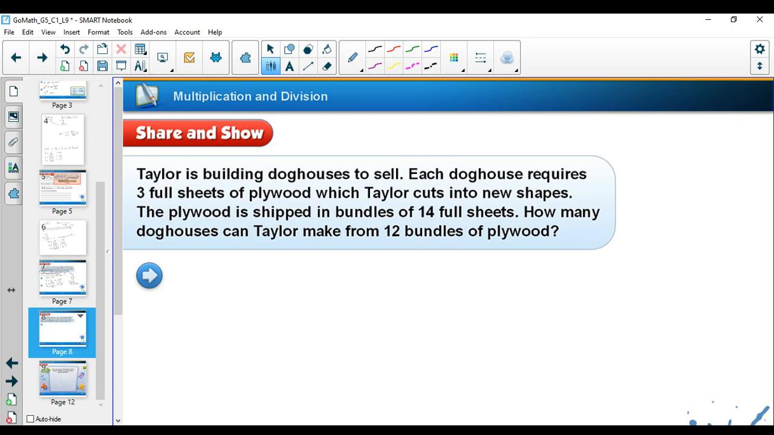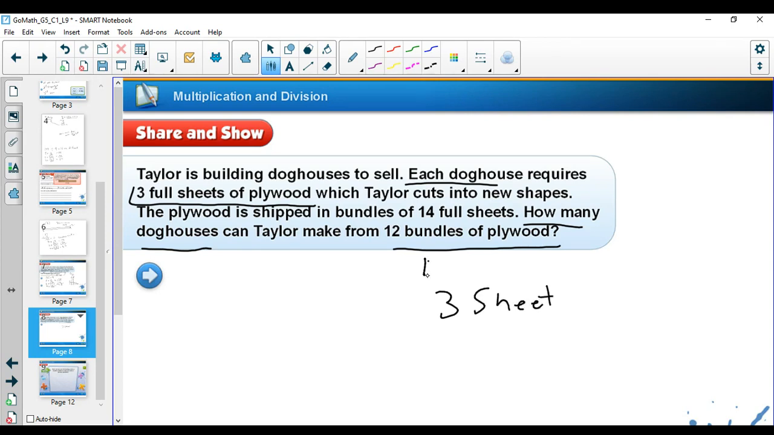So our question that we need to figure out is, again, go ahead and pause it, right? So our question is how many dog houses, right? So how many dog houses can Taylor make from 12 bundles of plywood? So what I need to understand, right, is how much wood it takes to make one doghouse. And I also need to know how much wood he has, right? So I know that it takes 3 full sheets to make one doghouse, right?